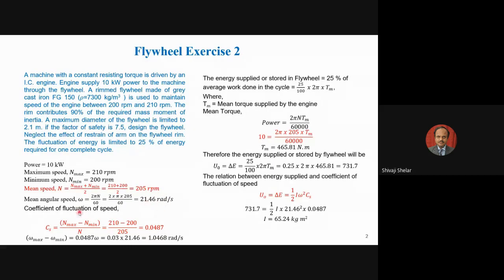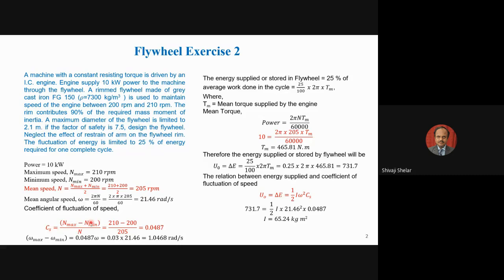This speed needs to be maintained by the flywheel. The speed for this given data, based on this value as well as this value. So Cs is equal to (n max minus n min) upon n. So this is the average speed, and this is the fluctuation of the speed.